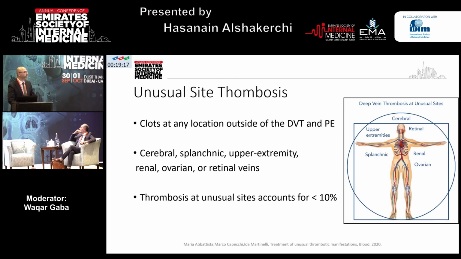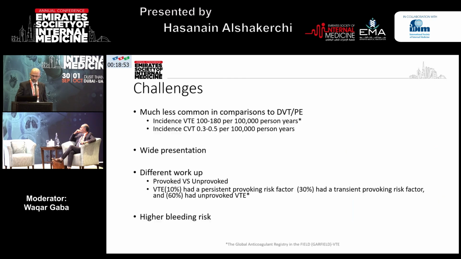So unusual site thrombosis. I know we're all familiar with PE and DVTs. Anything outside these locations is classified as unusual site thrombosis. The common ones are cerebral, splanchnic, upper extremity, ovarian, and retinal veins. Although there are a lot of them, they actually represent less than 10% of all thrombosis.